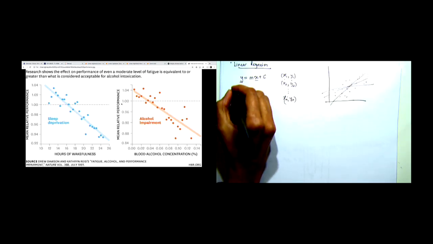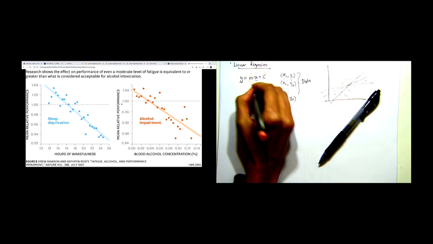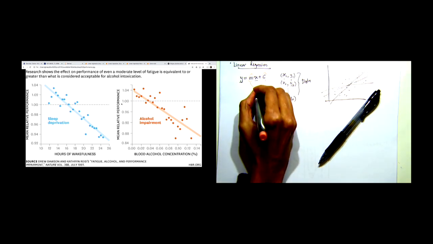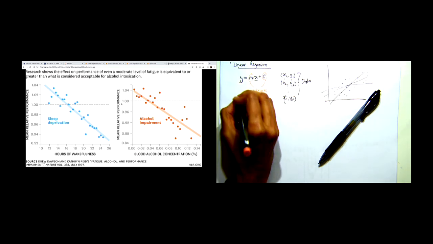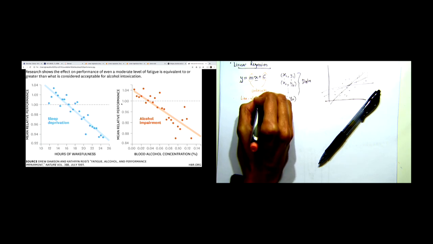The x's and y's are what are known to me, right? This is my data. If I want to figure out the line of best fit, my m and my c are my unknowns. Right? Find the line of best fit.